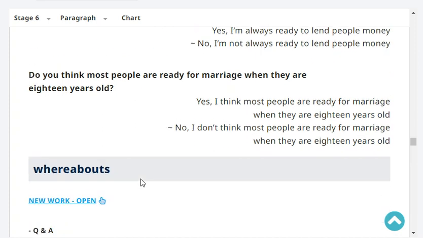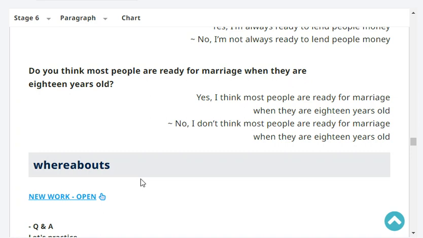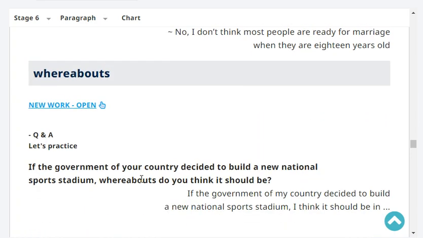Okay, next. Do you think most people are ready for marriage when they are 18 years old? Yes or no? No, I don't think most people are ready for marriage when they are 18 years old. Very good.